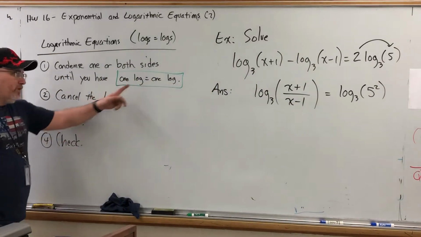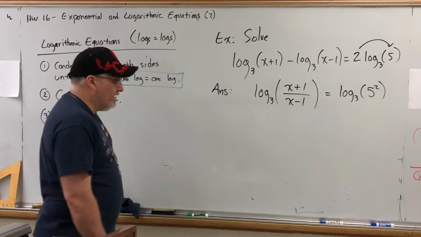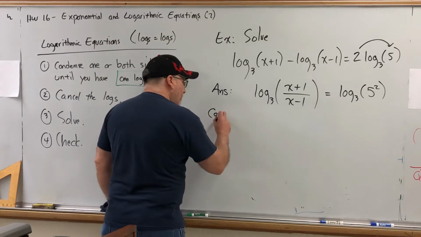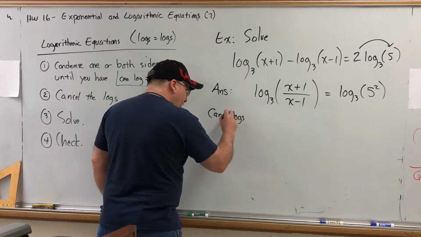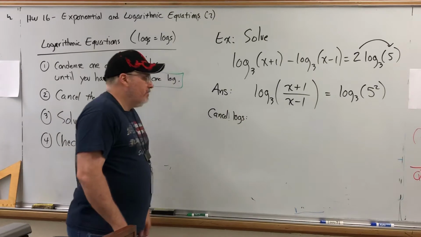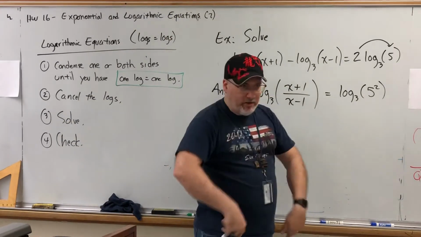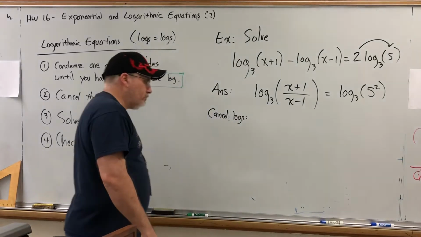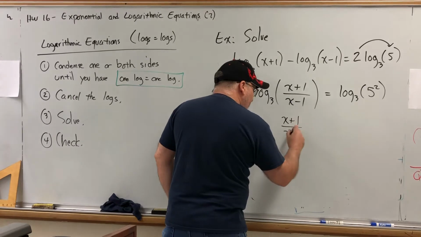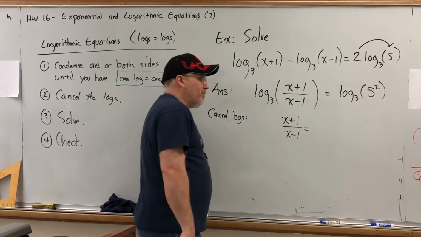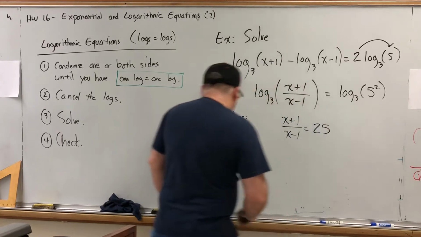But once you get one log equal to one log, and not until then, you can cancel the logs. Again, only if there is one log on each side. Not multiple logs, no numbers in front. Log equals log is when you cancel. So if we cancel, we're left with x plus 1 on top of x minus 1. And on the right side, we're left with 5 squared. Let's go ahead and call that 25. And then solve.